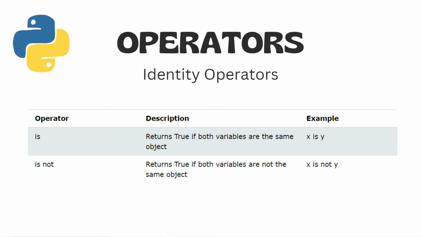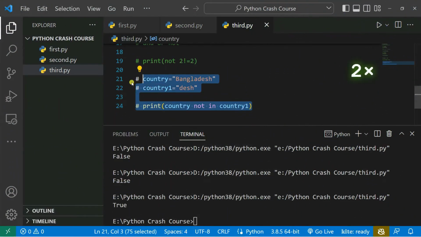Otherwise, it returns false. So "is not" is totally different; you can see it as the opposite of "is". Let's check this out. Let's comment out this line.